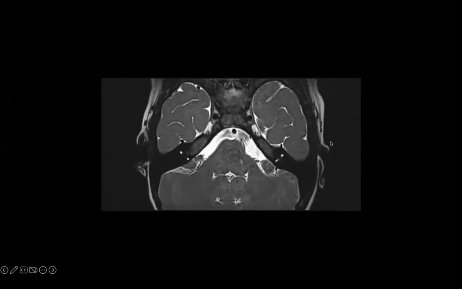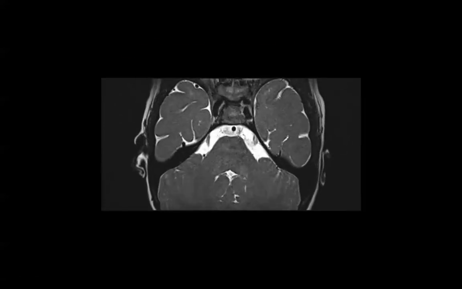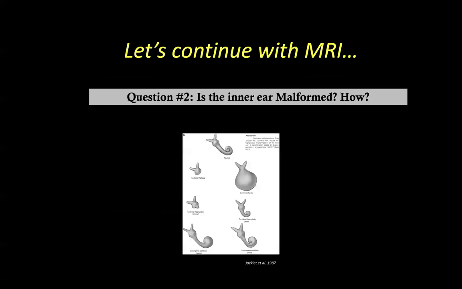So very, very important that you look also on the axial and you consider the size. Let's continue with the MRI. Is the inner ear malformed or not? So this is very, very important. But for the pre-surgical evaluation, you don't need to use too many terms.